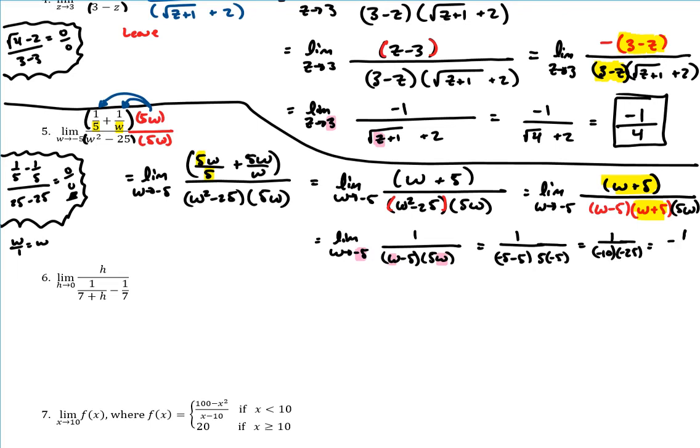And then now we can multiply. I have 1 over, this is positive 250. And that's it. Okay, so there it is. So we finally got it. We simplified it all the way, and that's it.